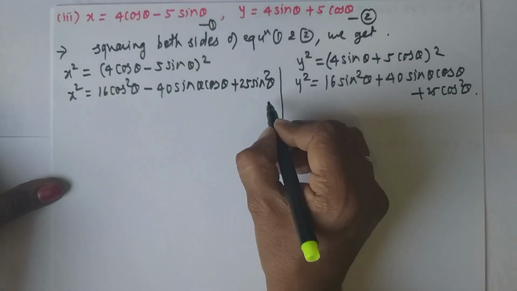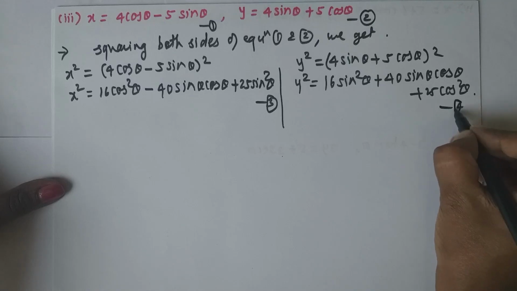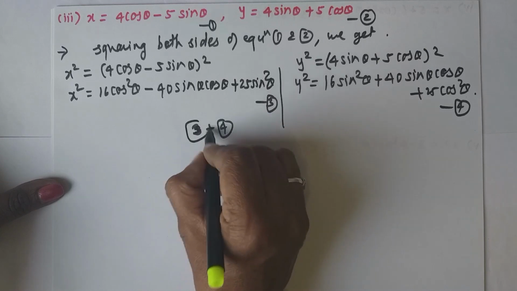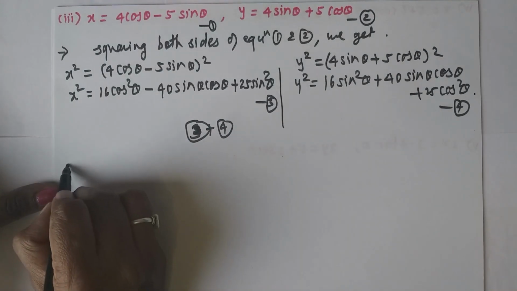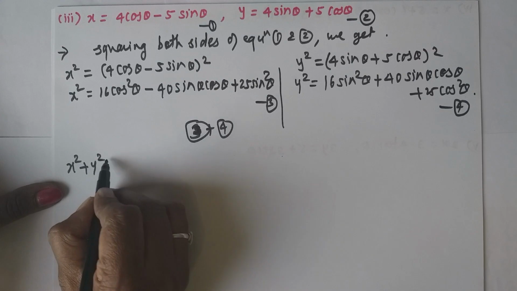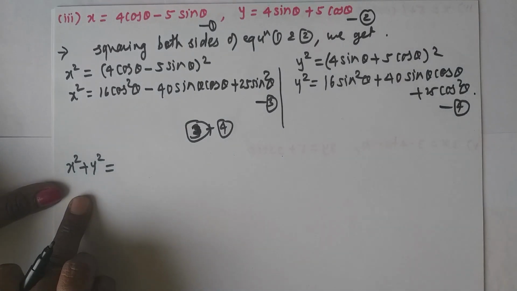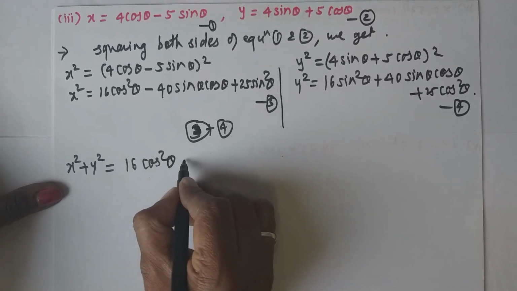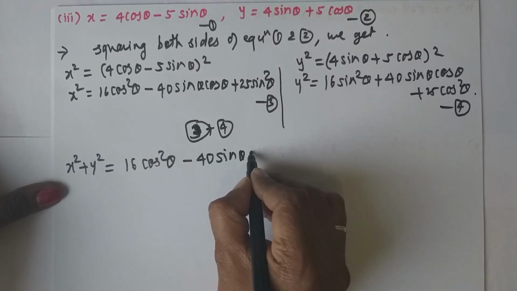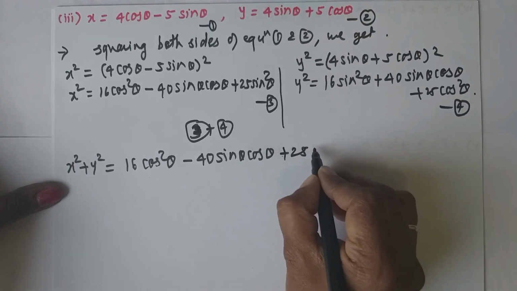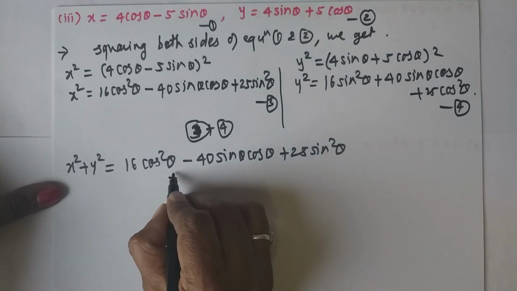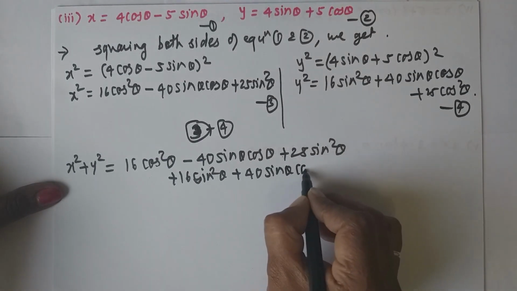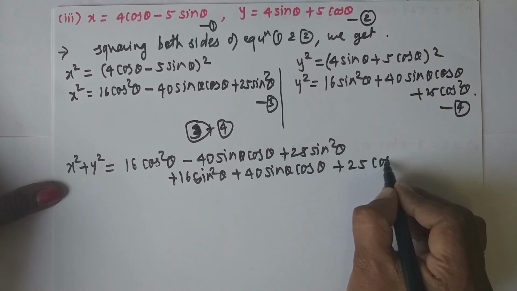Okay. Now you treat this as equation 3rd and this as equation 4th, and we will do the addition of these two equations. Add equation 3 and 4. Then this will be x square plus y square. I am adding left hand side to the left hand side and right hand side to the right hand side. 16 cos square theta minus 40 sin theta cos theta plus 25 sin square theta plus 16 sin square theta plus 40 sin theta cos theta plus 25 cos square theta.